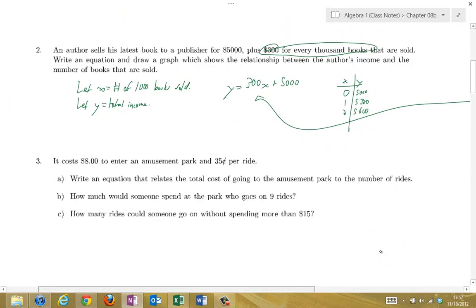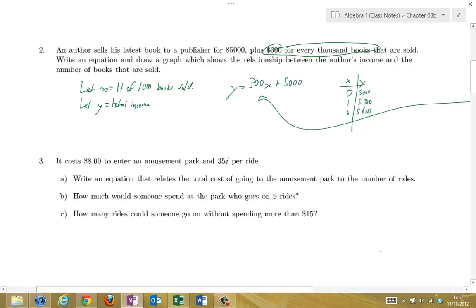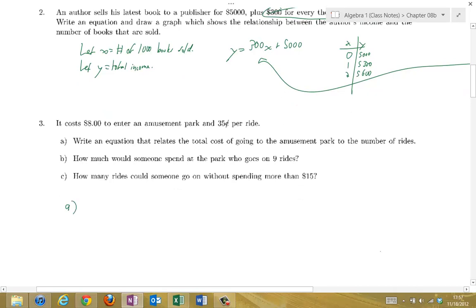On number 3, it costs $8 to enter an amusement park and 35 cents per ride. Letter A says write an equation that relates the total cost of the amusement park to the number of rides. You can't control the cost, but you can control the number of rides. So we're going to let x equal the number of rides, and y equal the total cost.